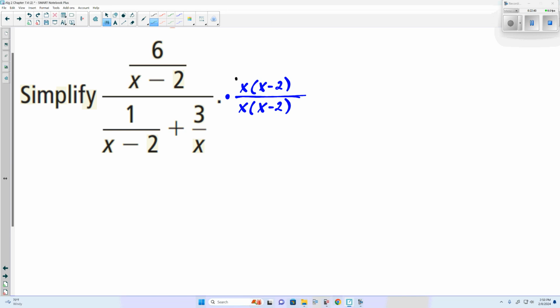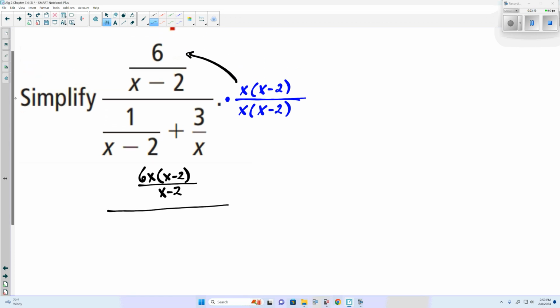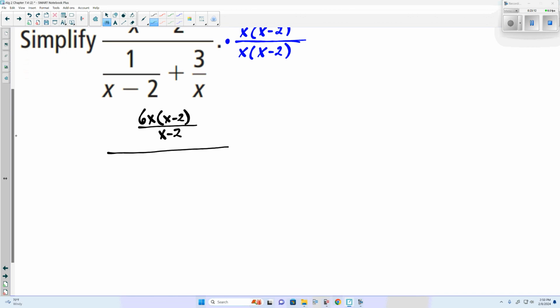Now, we're going to multiply each of the numerators by this. So our top numerator, we're going to have 6 times x times x minus 2, which is over our x minus 2. Because that's our denominator there that we have to start with.